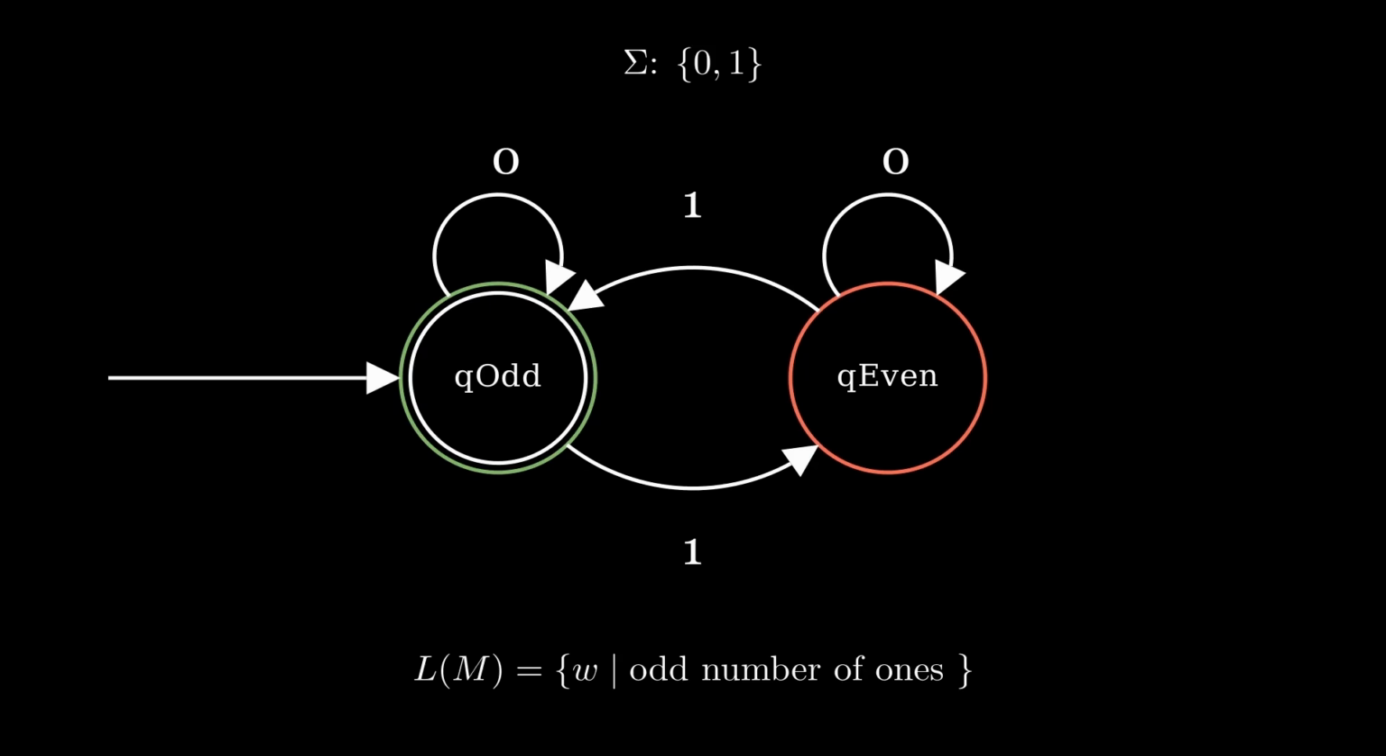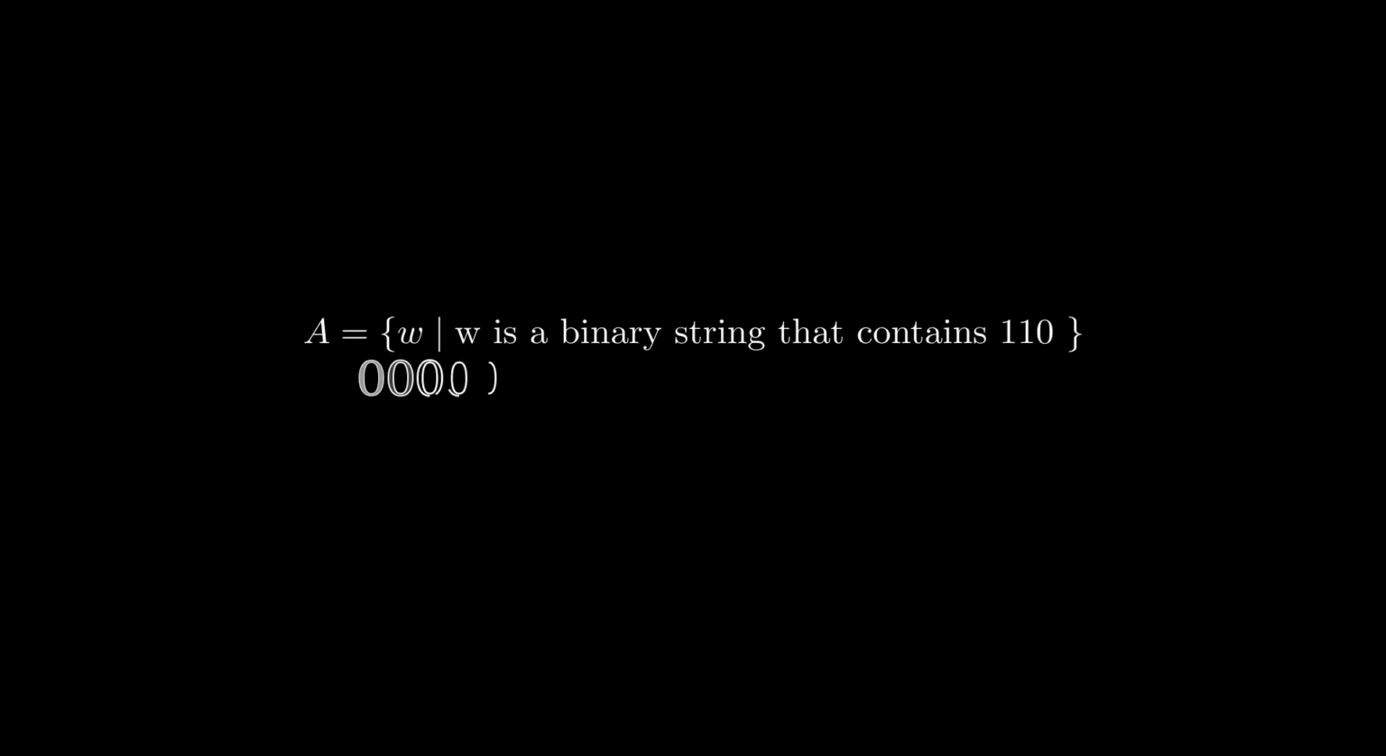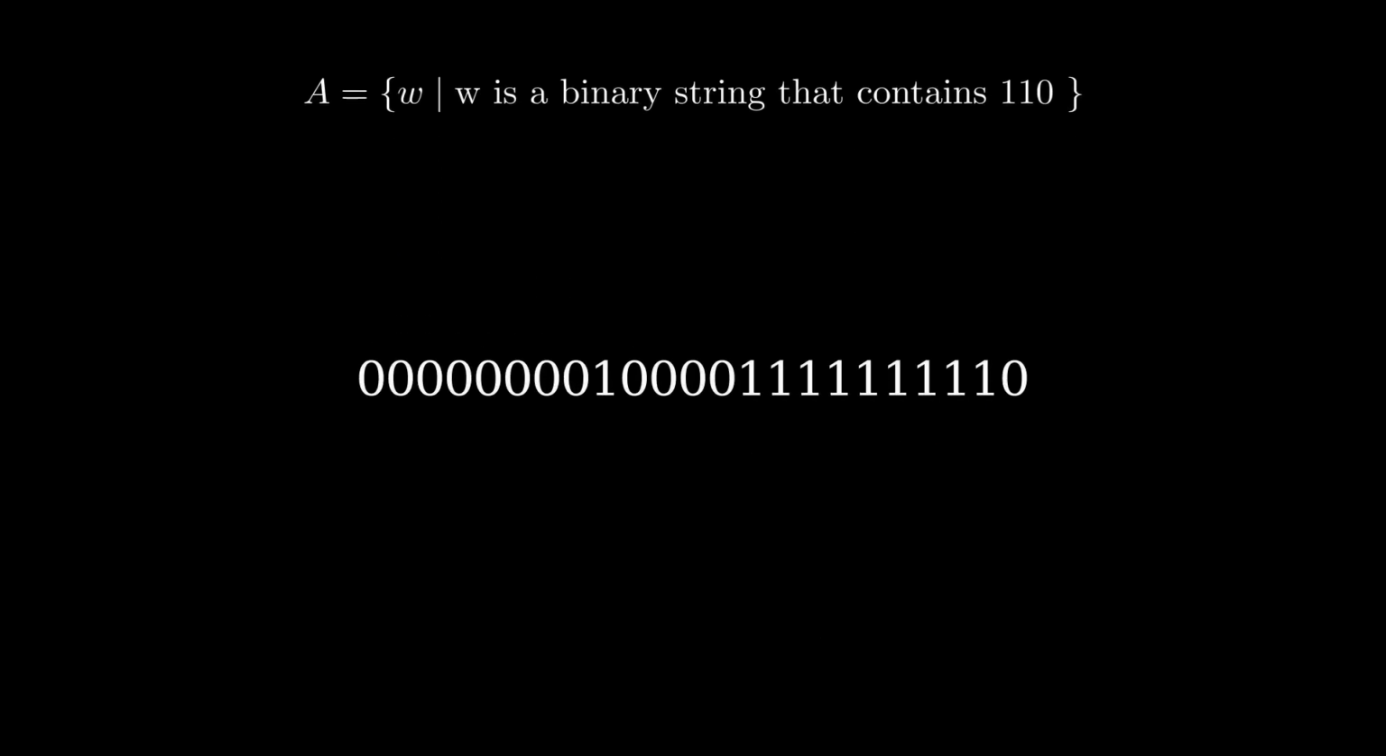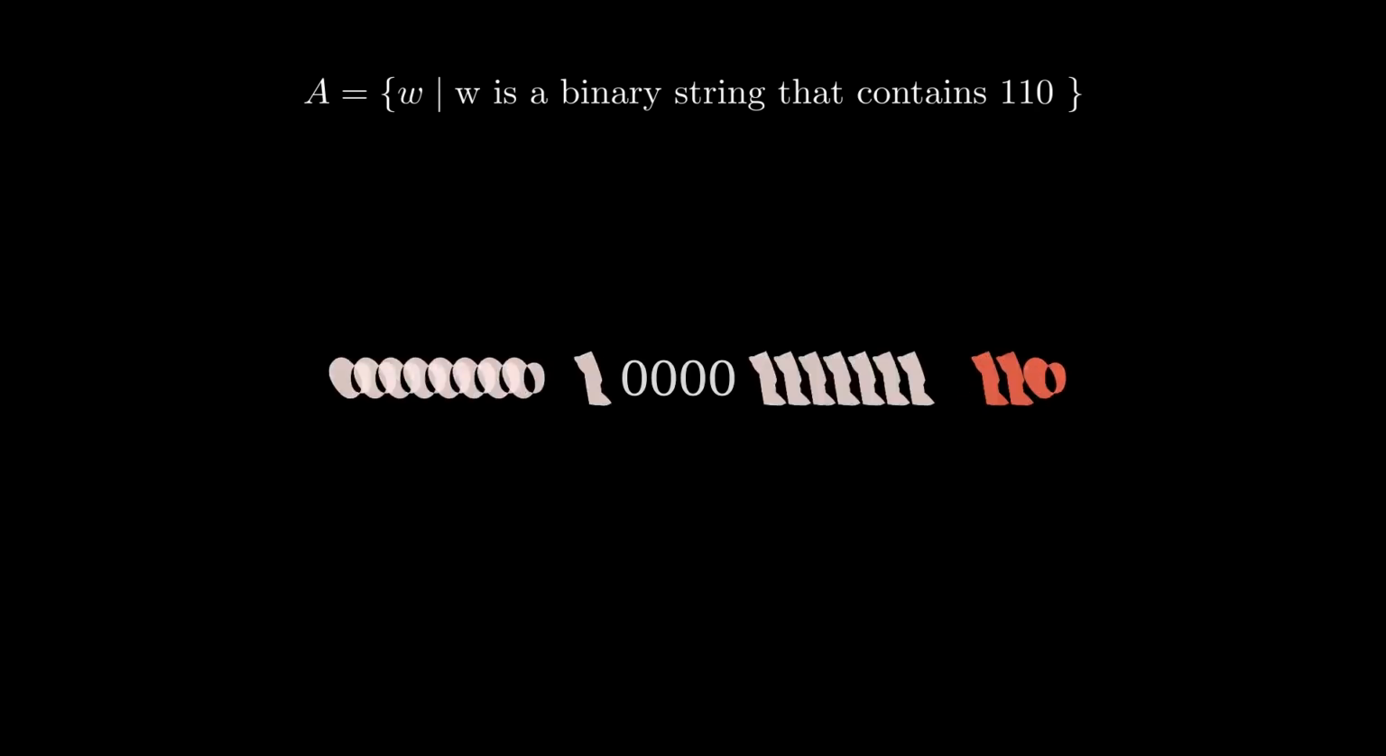Now, an exercise for you is to prove that the following language is regular by creating a DFA for it. Let's use this example string. We have 4 things that we as a machine need to remember about this input. 1, we haven't seen any part of the pattern yet. 2, we have just seen 1, 1. 3, we have just seen 2 or more ones. And 4, we have seen the entire pattern. These will become our 4 states.